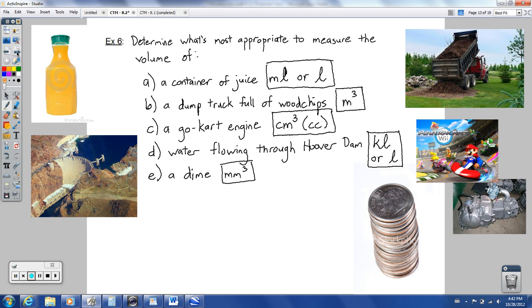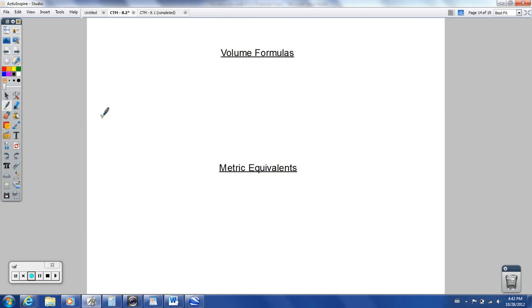Let's move on to some more formulas here. So, volume formulas. These are three that you should know right now. These are three you should get memorized. The rectangular prism, that's just a fancy way to say the volume of a box. Okay, so just think of a box when you hear rectangular prism. It's length times width times height. You probably knew that one already, but if not, there it is.